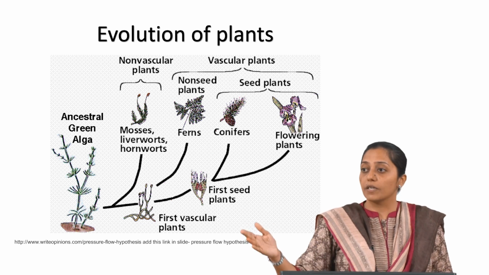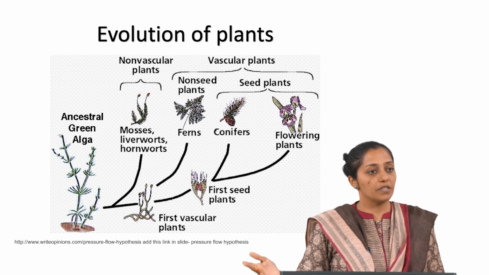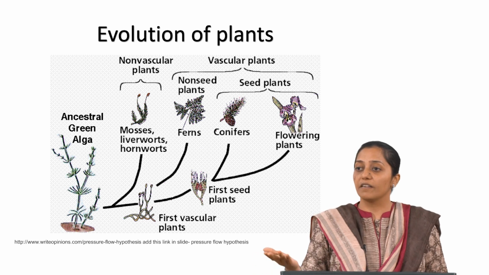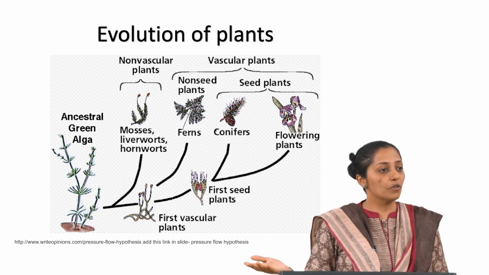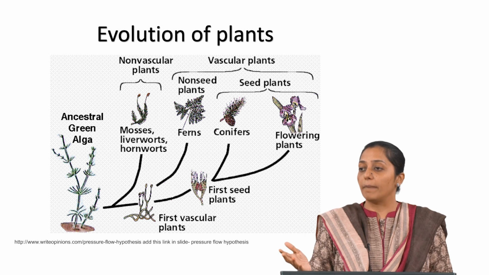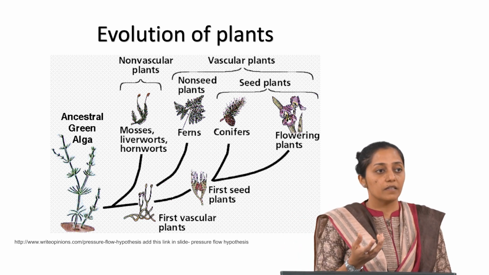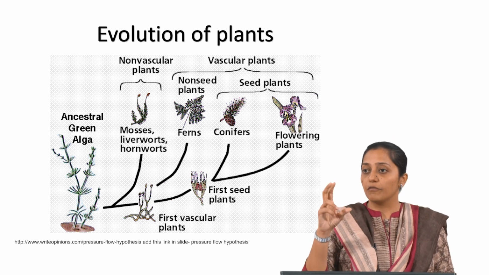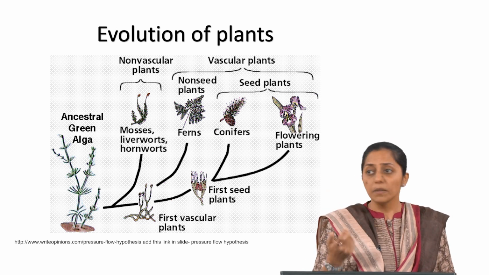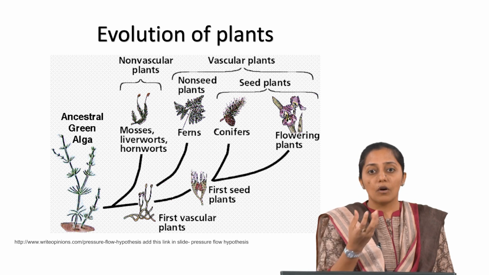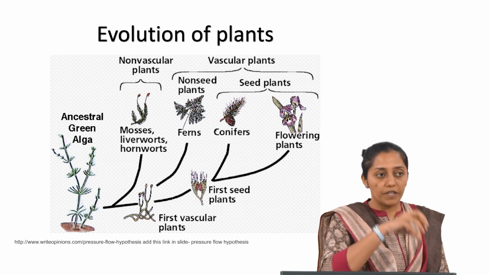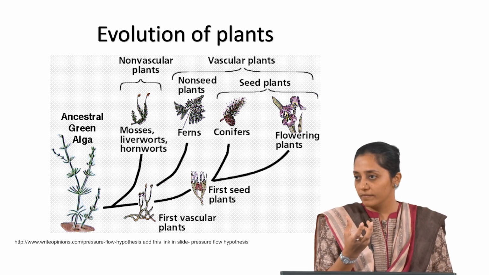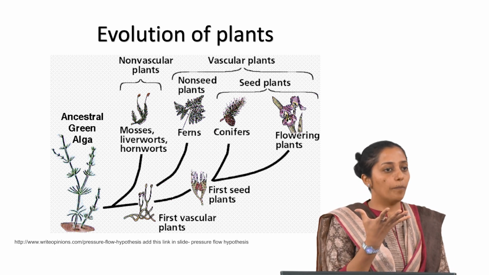Then further evolution happened, they came to seed bearing plants. Even in seed bearing plants there were angiosperms and gymnosperms. Gymnosperms, if you remember, are non-flowering plants. They have naked seeds, for example conifers, pine trees. So the ovule does not have an ovary around it, there are no fruits. So the seeds are open.